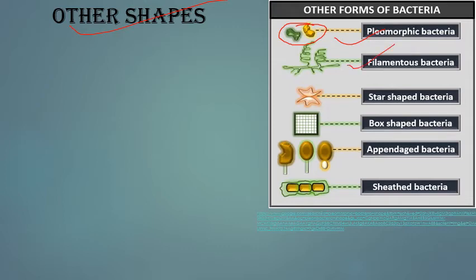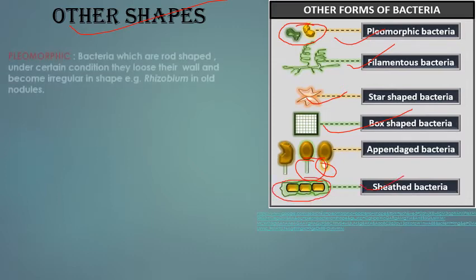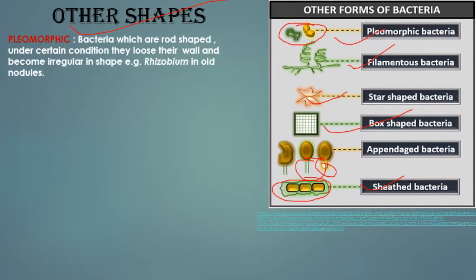These are also known as filamentous bacteria. And we can say thread-like bacteria. In addition to this, there are some star-shaped bacteria, box-shaped bacteria, some bacteria which bear some appendages and show budding, and there are sheathed bacteria, which means they are enclosed by a covering. So that we'll discuss one by one. Pleomorphic.